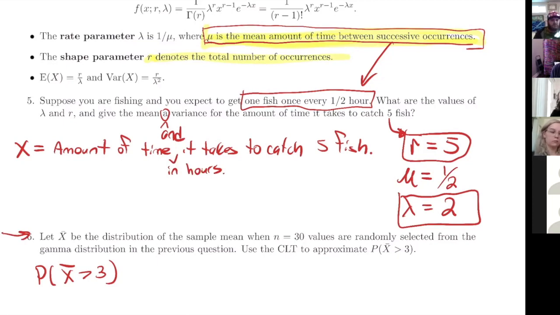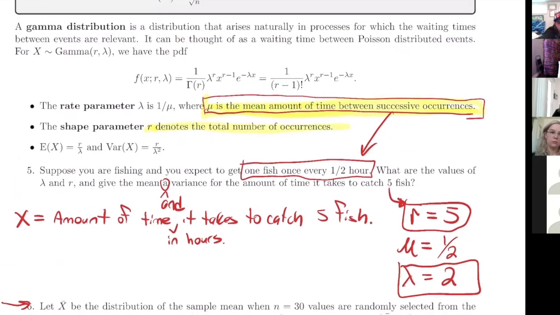So r is telling us how many occurrences we are waiting for. We want to say 5 fish here. Mu is telling us, on average, how long we have to wait between when we catch one fish until we catch another fish. And then lambda is 1 over that time period.